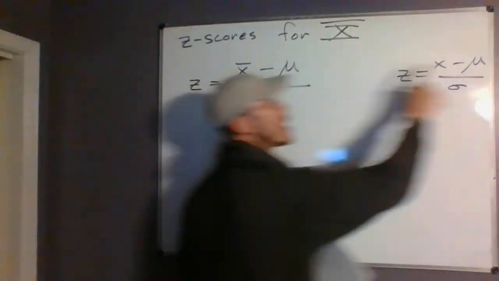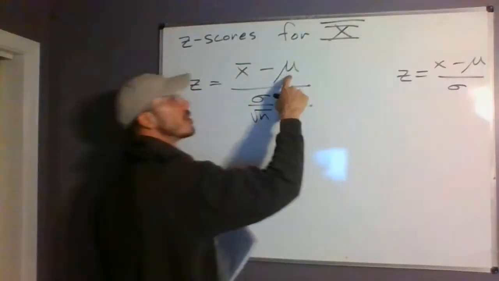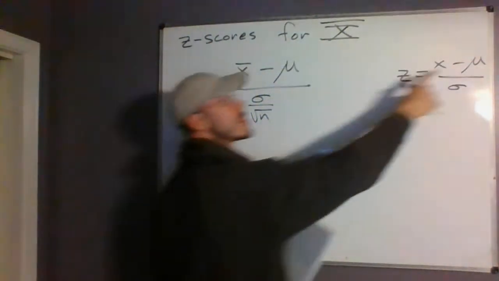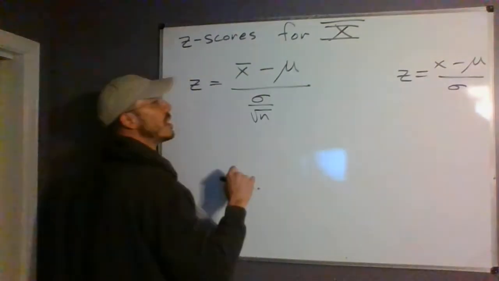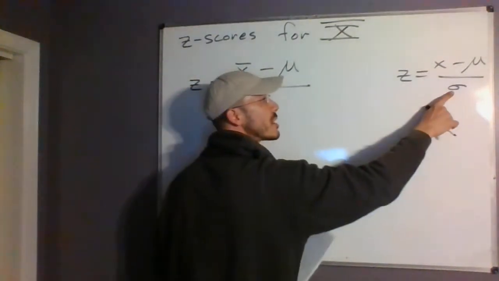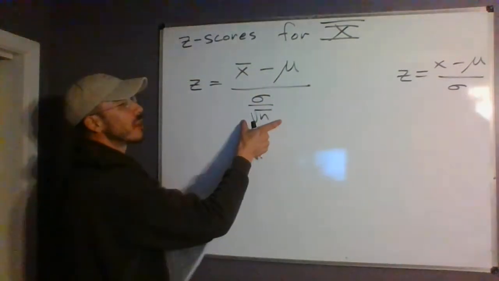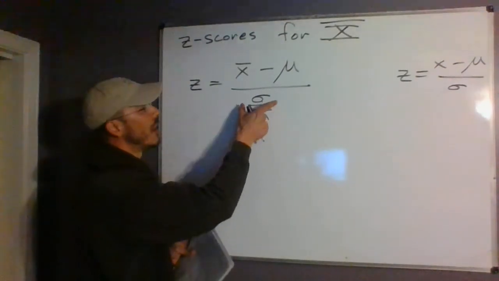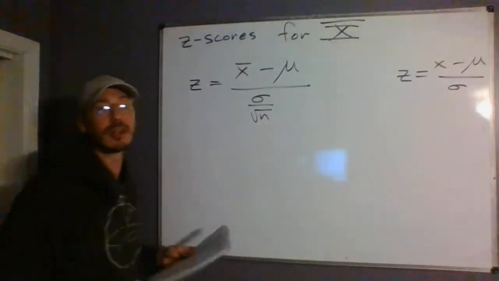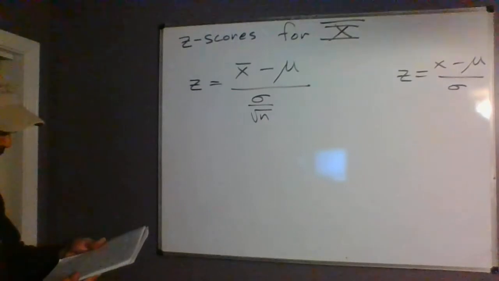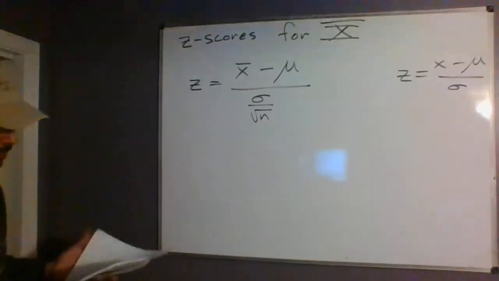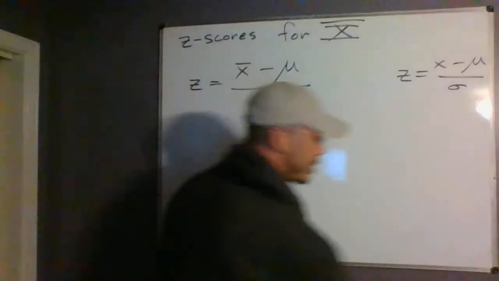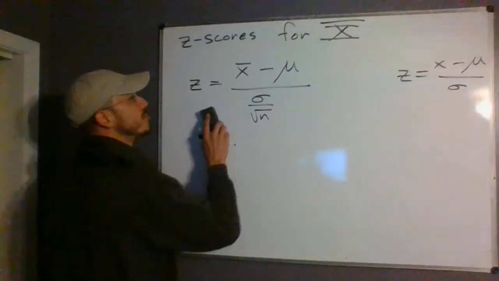This is the same because the mean of the sample means is the same as the original population mean. And then instead of the standard deviation, I have this modified standard deviation, sigma divided by root n. So z-scores look a little bit different, but they mean roughly the same thing.